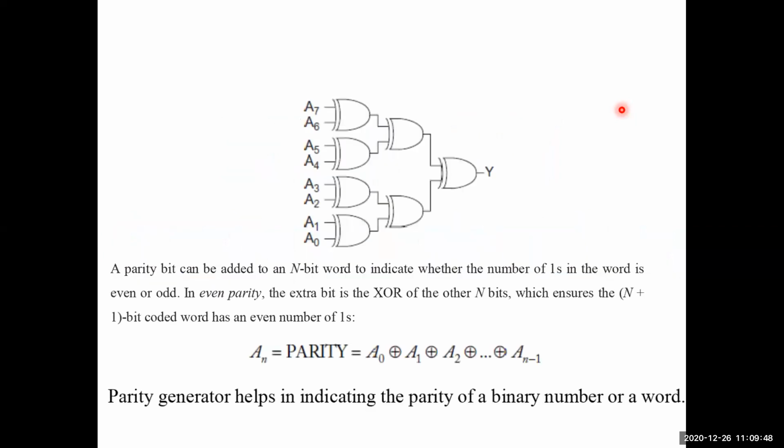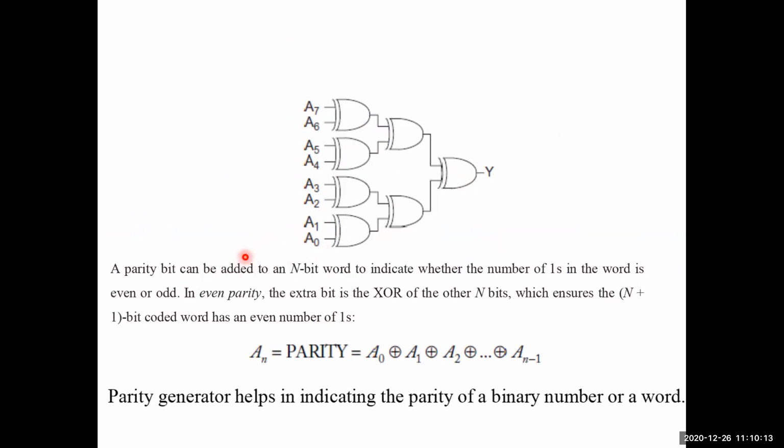So let us see now what is meant by a parity generator. This is the circuit which I was talking about. It will have XOR gates, and these are the inputs which you give: A0, A1, A2, A3, A4, A5, and A6. The numbers have been given over here, and in the coming slides you will know how the addition of parity will be done.